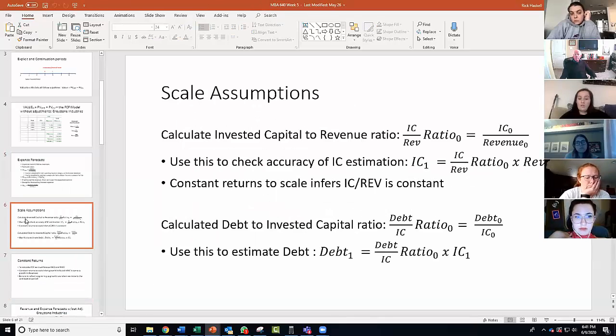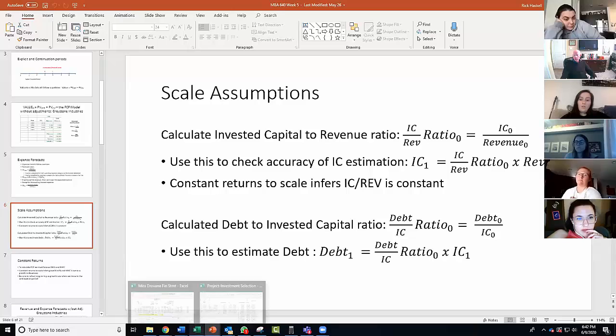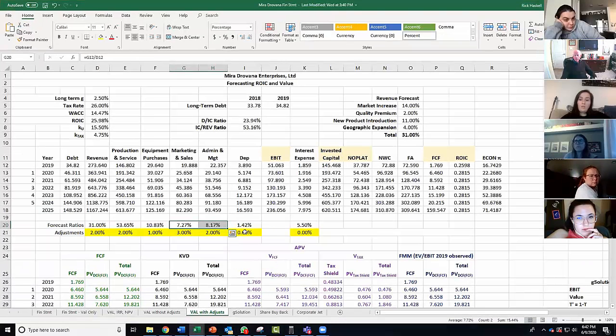Okay. So we talked then a little bit about scale assumptions. And I'll bring up the spreadsheet in just a minute, because this is a place where I think some of you might still have some concerns. But we talked about scale assumptions and scale economies. And I introduced two ratios, an invested capital to revenue ratio and a debt to invested capital ratio. So let me go ahead and bring up Mira Dravana's spreadsheet.